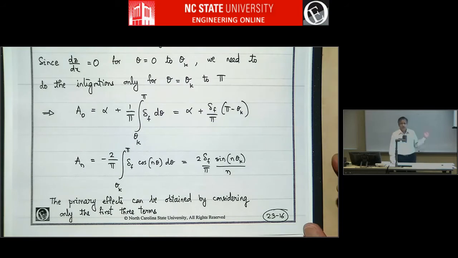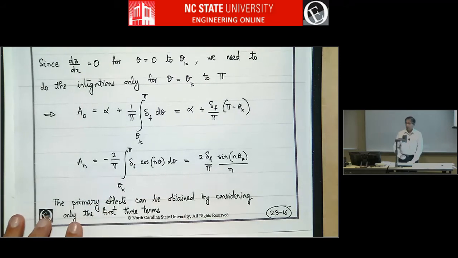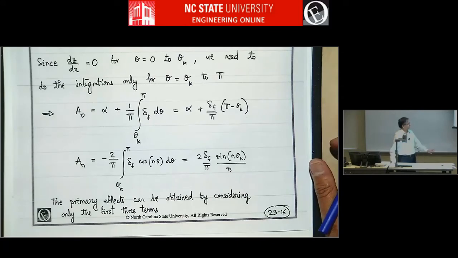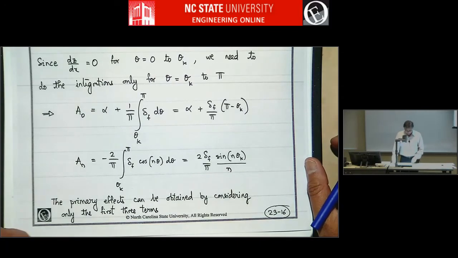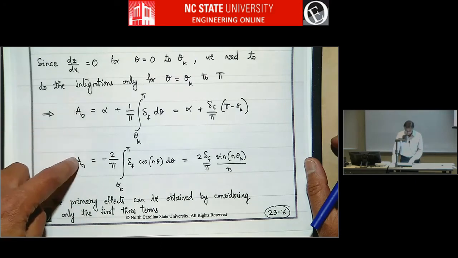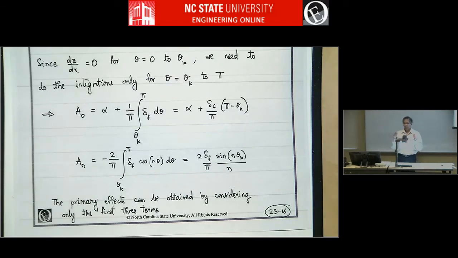That's it. Once we have A0, A1, A2, A3, we can take as many n values as we want to improve the accuracy of the solution, and we can get the effect of flap deflection. So it turns out that you can get the most important effects by just considering the first 3 terms, and I think that is A0, A1, and A2. After that, it's diminishing effects.